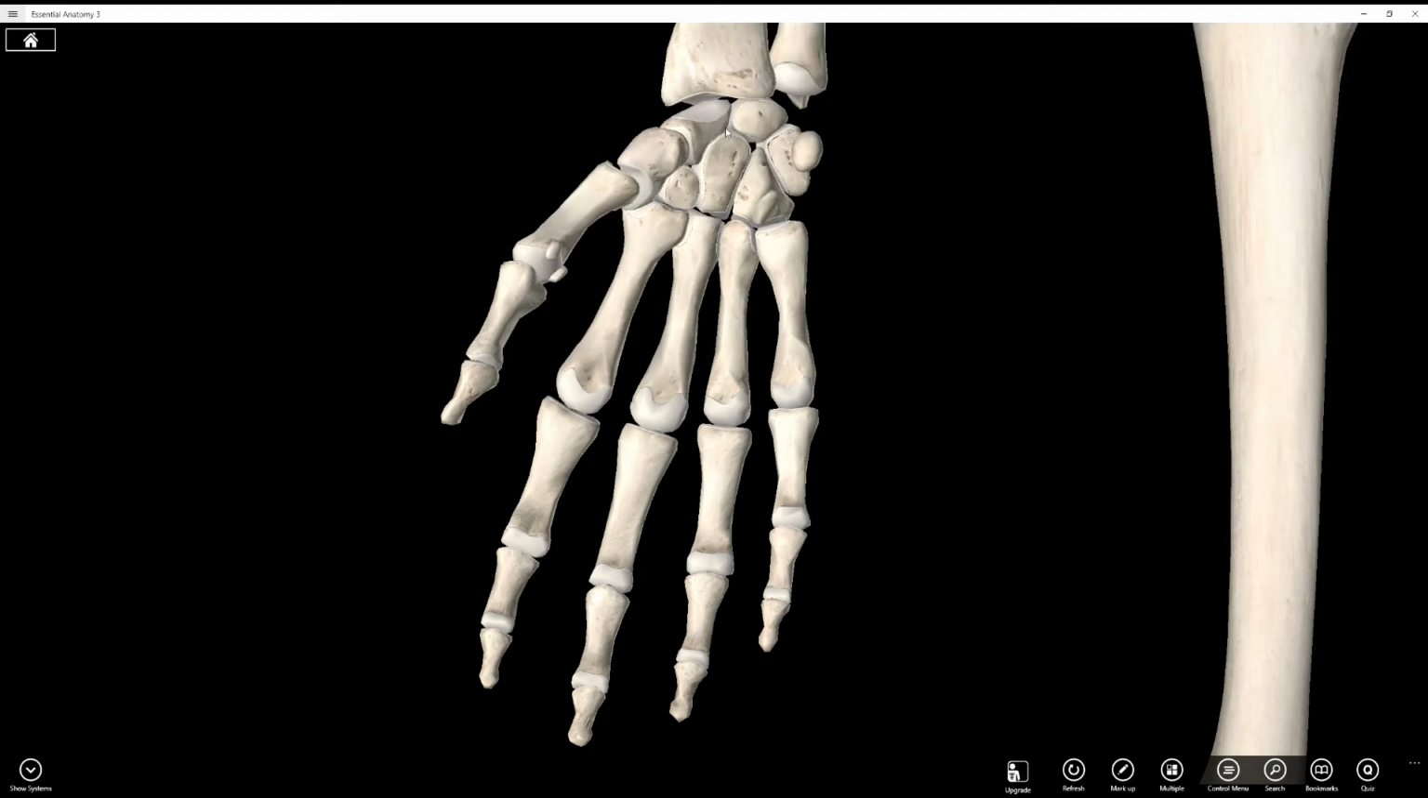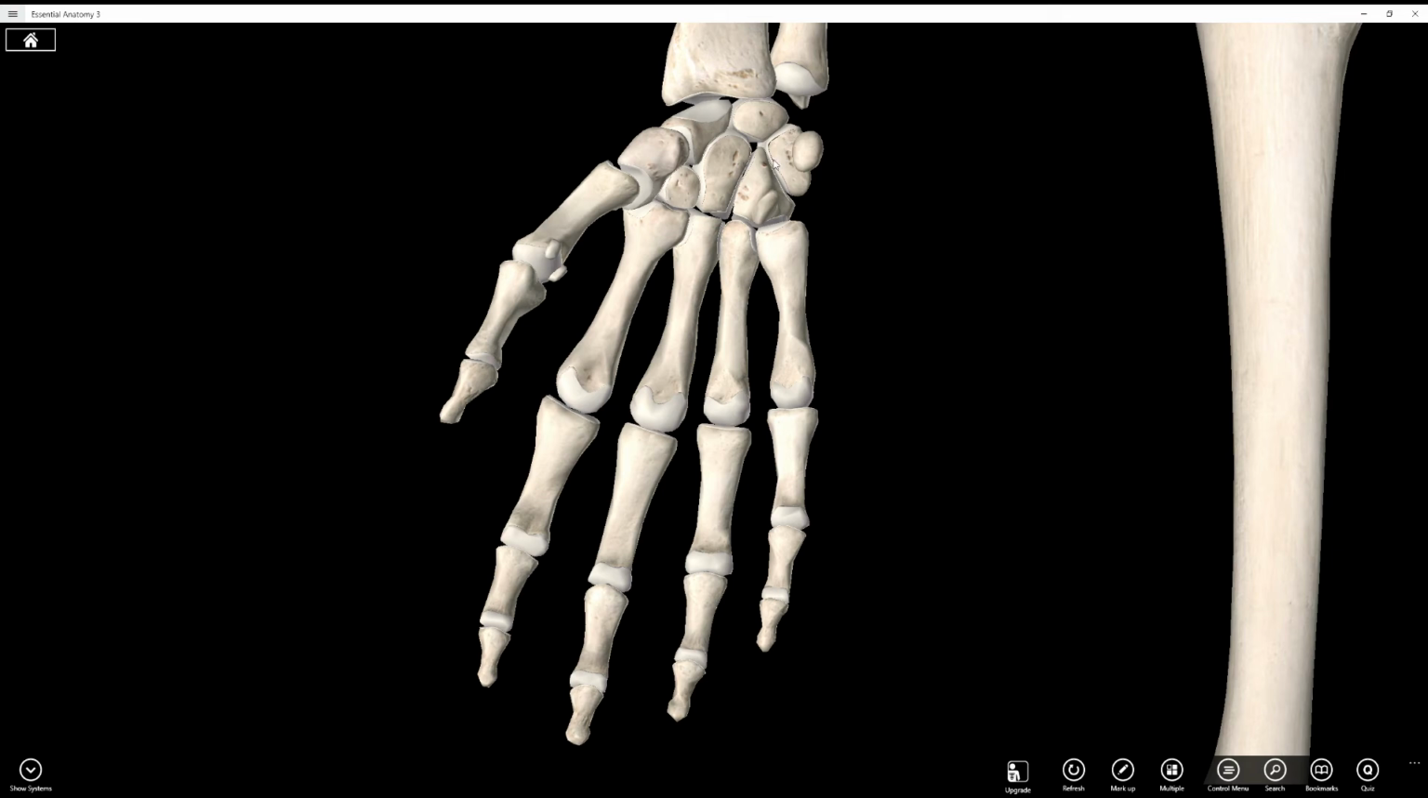Hey everyone. In this video we're going to go ahead and take a look at the carpals of the wrist. These are these little bones right here, these 8 bones in your wrist. In the hand they're called carpals. In your feet they're called tarsals. Then after that we'll go ahead and look at our 5 metacarpals and our phalanges. So let's start off with our carpals.